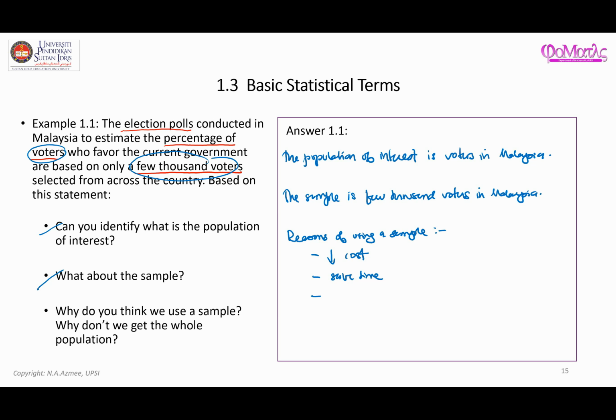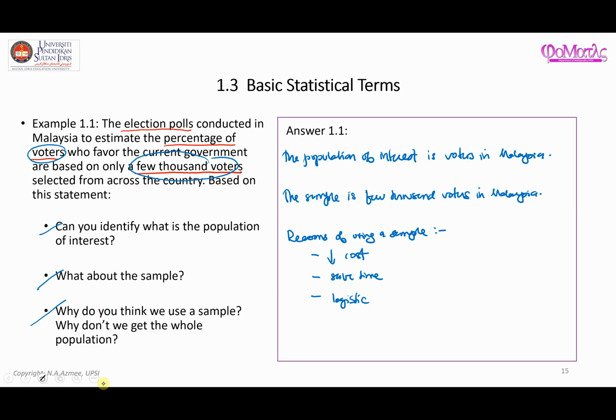Maybe it is impossible to reach all areas. For example, Malaysia is very wide. Can you take samples from people living in the forests or remote rural villages? So this is actually a logistics problem. Logistically, it is not possible to reach those who stay far away. So those are some of the reasons why people use a sample instead of the whole population.